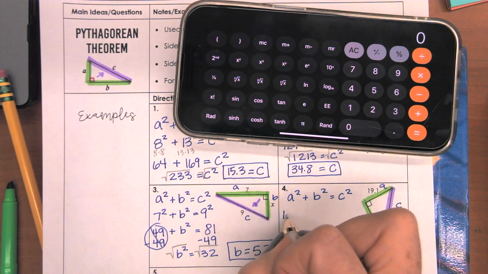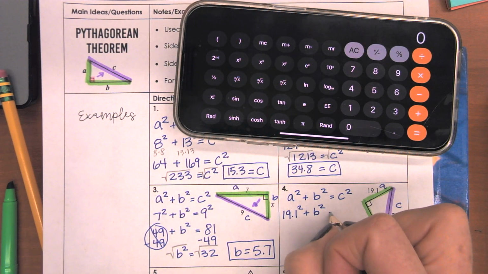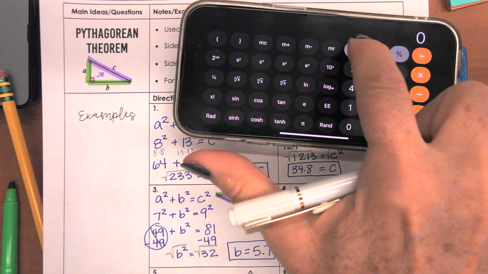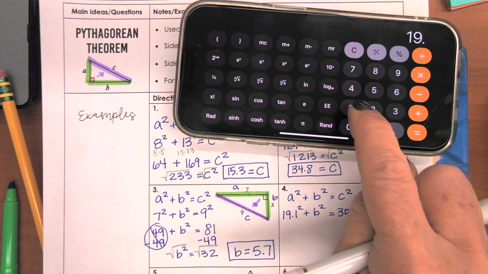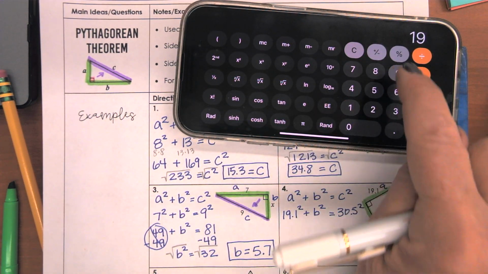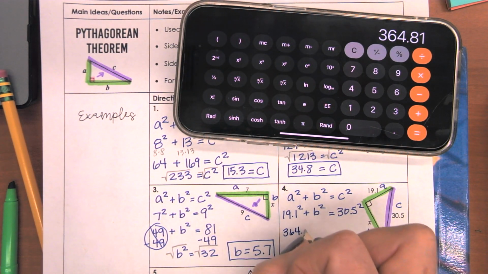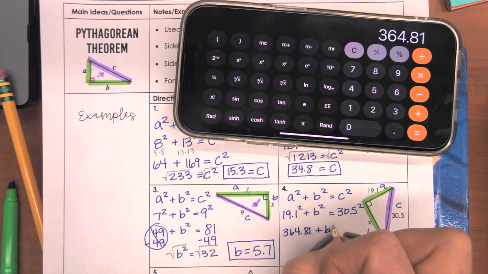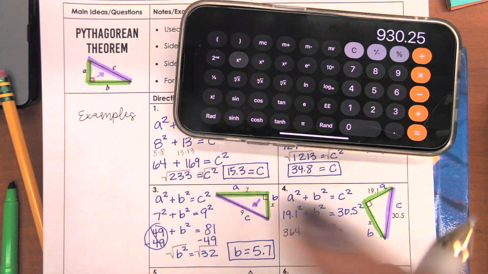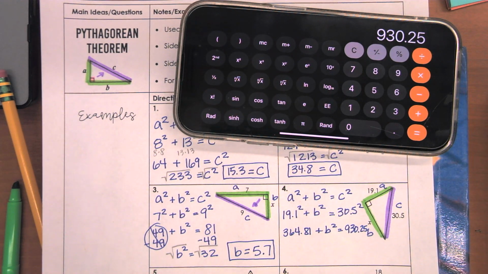I'm substituting in 19.1 squared plus b squared. I don't know b, we're looking for b. And 30.5 squared. Now let me do my work. 19.1 times 19. You know what? I'm going to show you. I can do 19.1 and then just hit the square button. That makes it easier. I get 364.81 plus b squared equals, now I'm going to hit 30.5 squared is 930.25, and I'm squeezing all those numbers in.